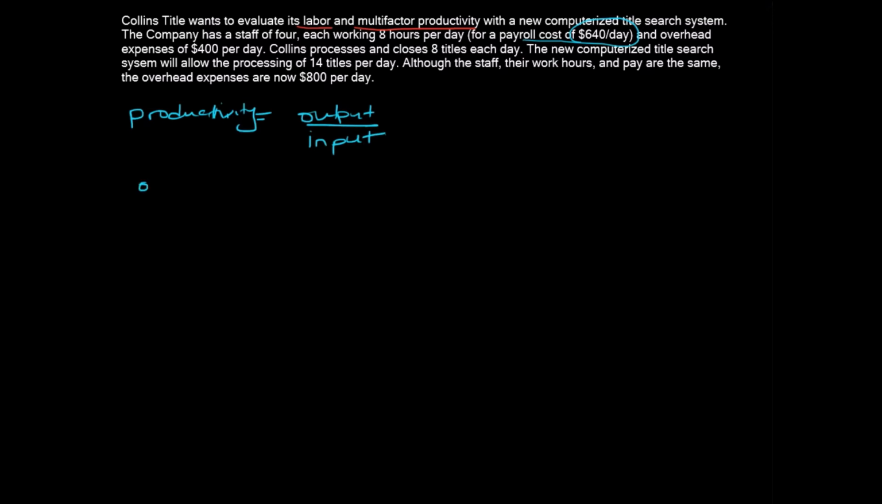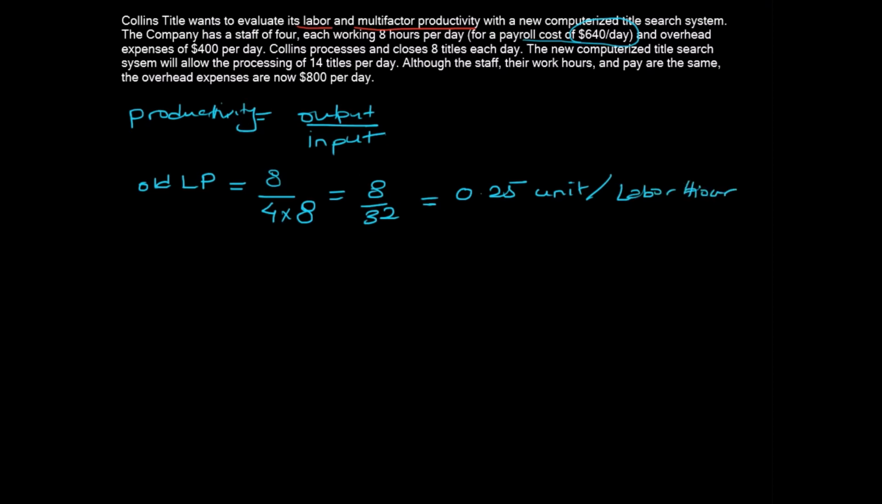Now for our first job, we calculate our labor productivity before the new computerized system was installed. So the old labor productivity is going to be the output, which is basically 8 units per day, divided by the input. You have 4 people working 8 hours a day, so that's 8 divided by 32, or 0.25 units or titles per labor hour. I'm going to use LH next time. So this is our old labor productivity.